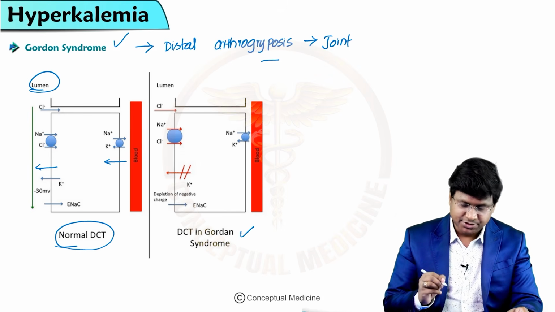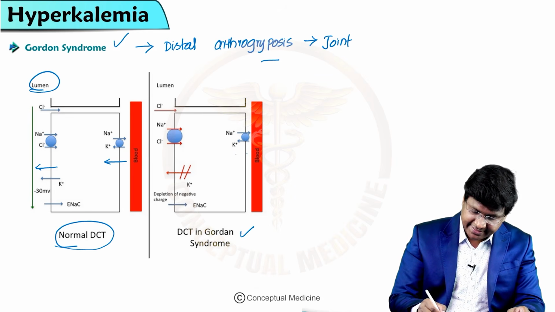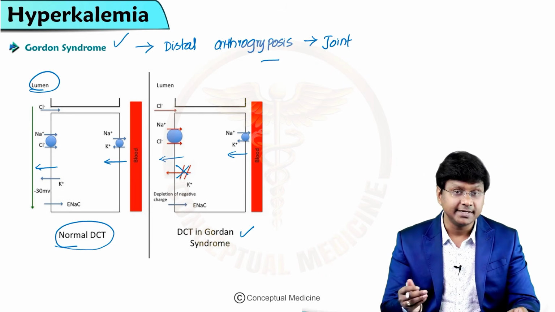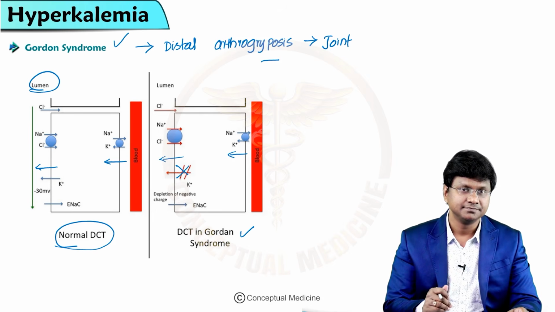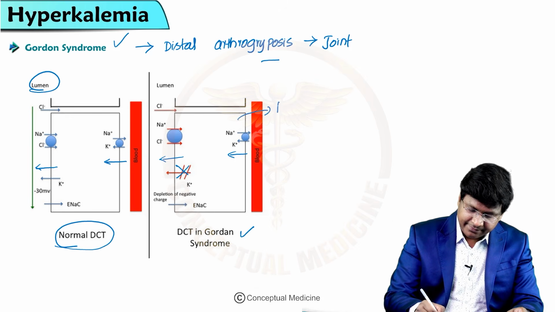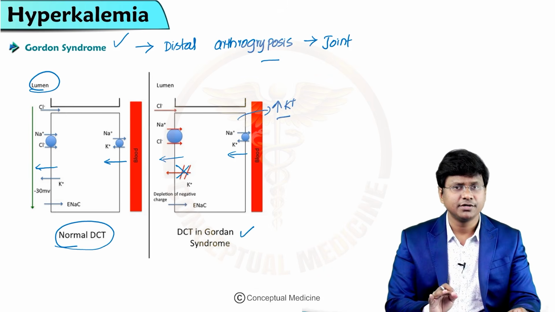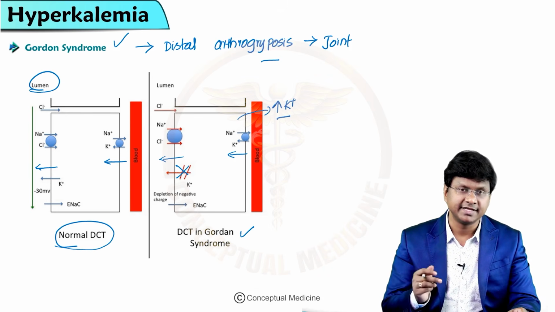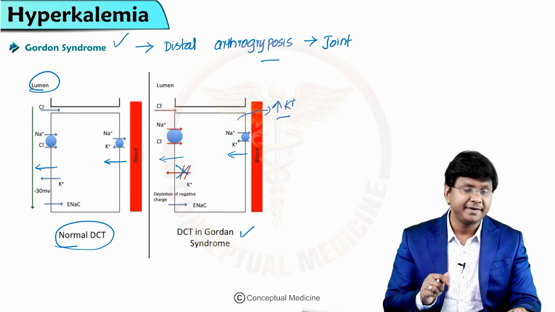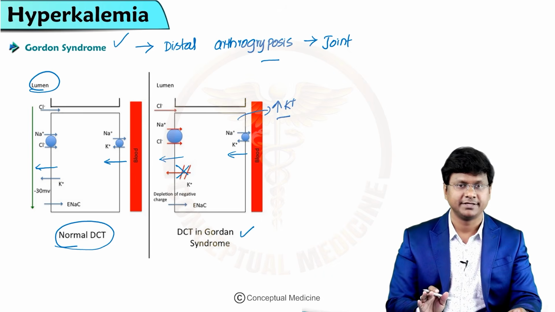But in patients with Gordon syndrome, the potassium will be secreted into the cell, but from the cell it is not secreted into the lumen. So this potassium will again go back to the blood, and that will cause the hyperkalemia. So in Gordon syndrome, which is an inherited disorder, the hyperkalemia is due to impaired secretion of potassium at the level of the distal convoluted tubule into the lumen.